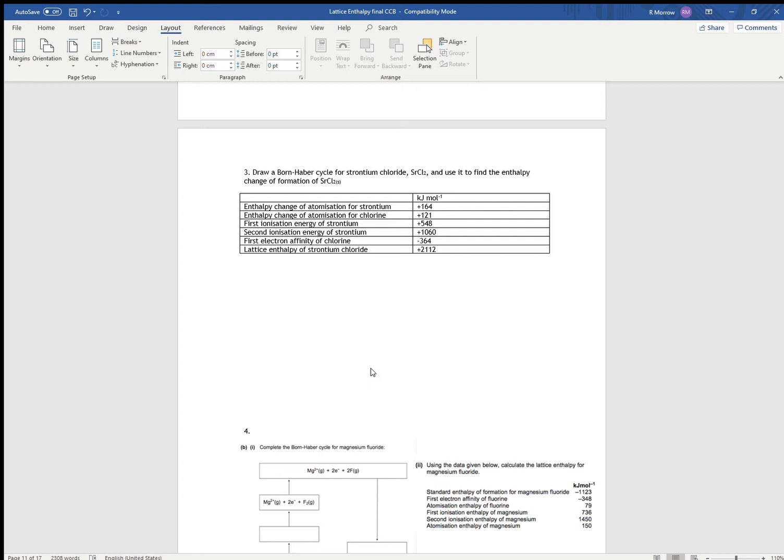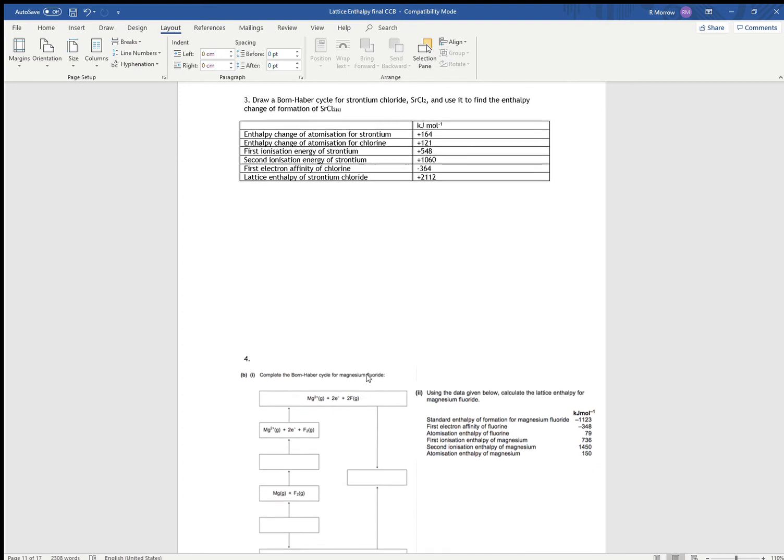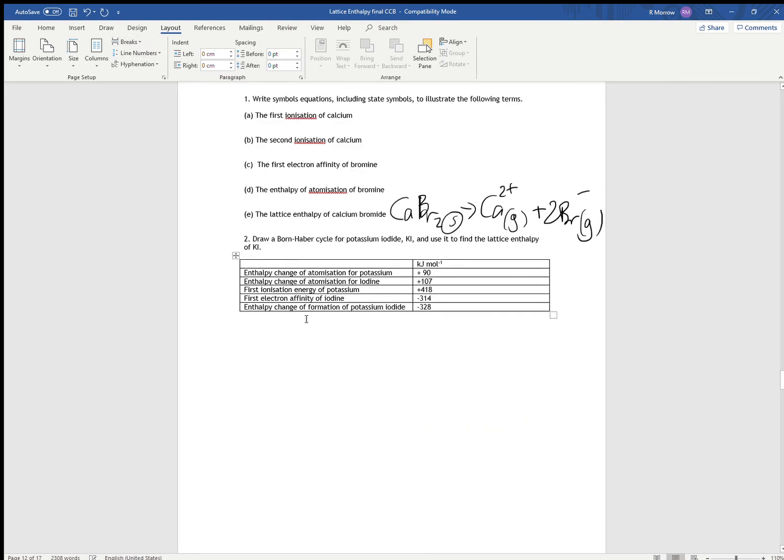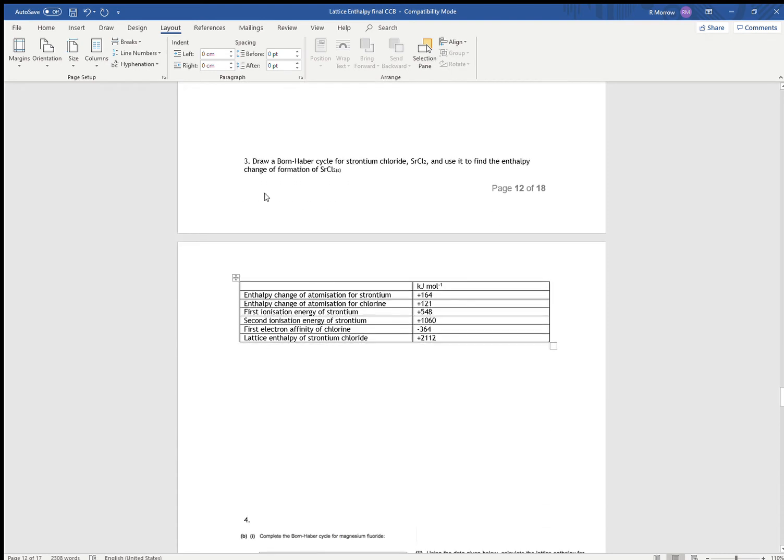So in this one, we draw the Born-Haber cycle for strontium chloride, and then use it to work out the enthalpy of... What is it for the enthalpy? Yeah, so we're looking to work out the enthalpy of formation in this instance. Okay, so let's have a look then.